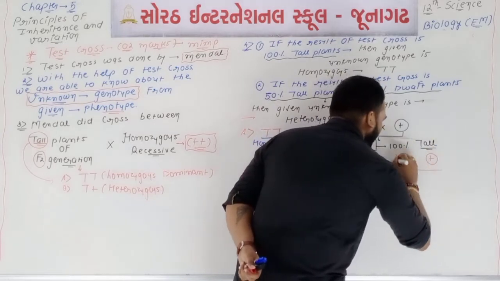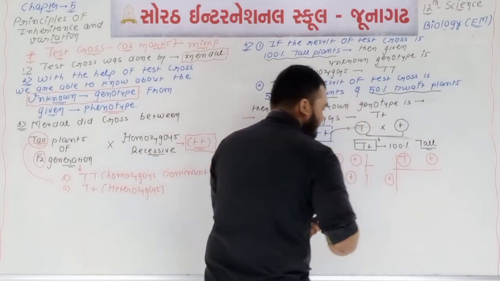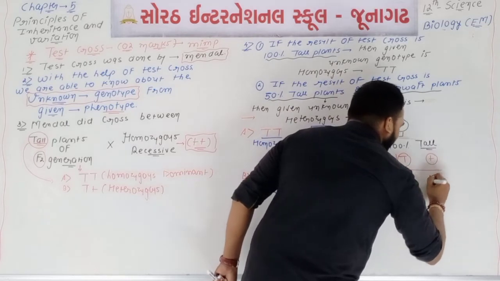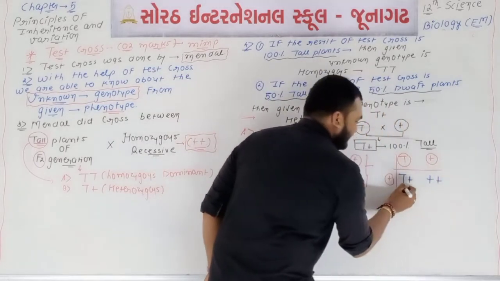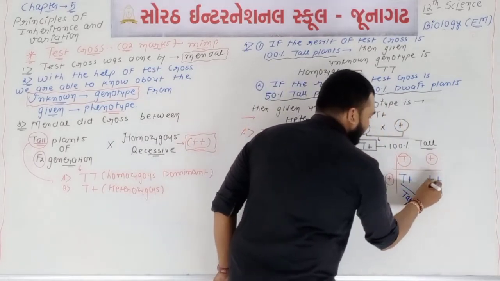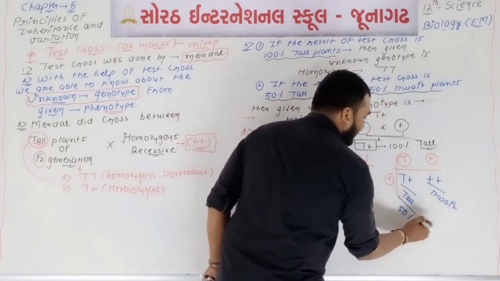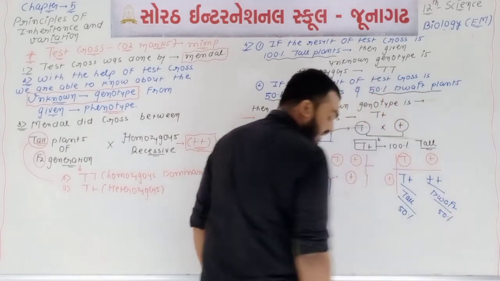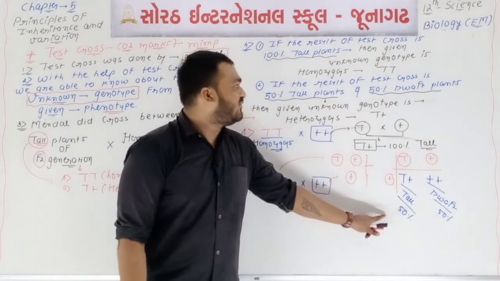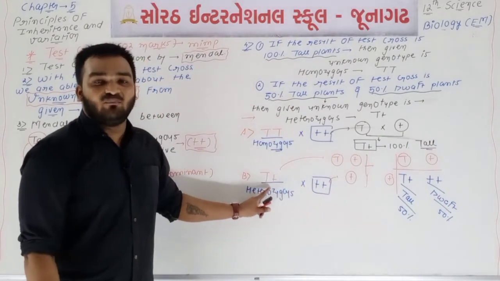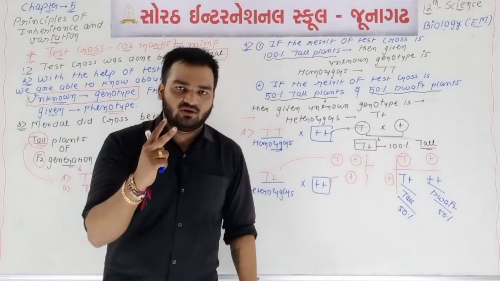Here we can say small t, capital T small t, capital T small t, and small t small t. So we can say that these plants are tall and these plants are dwarf. Here, 50% tall plants are there and 50% dwarf plants are there. So if you are getting this type of results, then the unknown genotype must be heterozygous. Again, these two sentences are very important for the test cross.